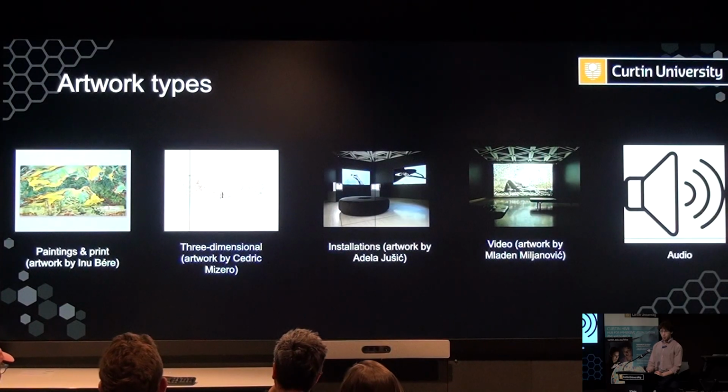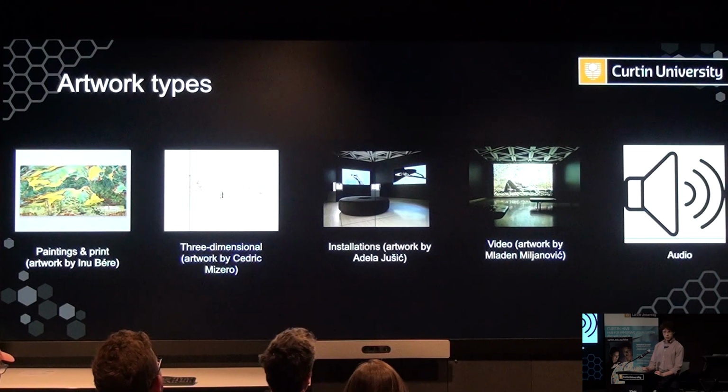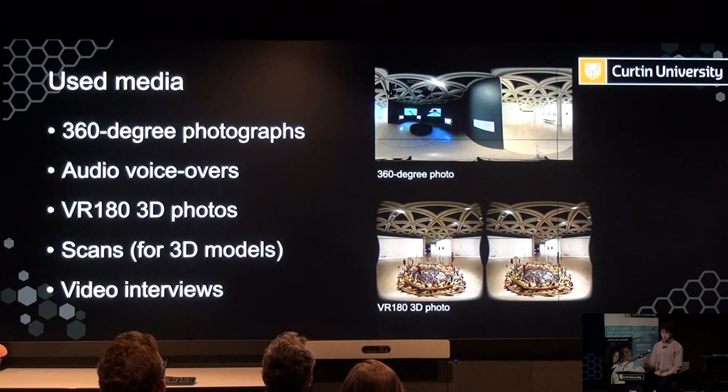There were 5 main artwork types represented: paintings and print, 3-dimensional works, installations, where the arrangement of all the pieces was particularly important, pure video, and audio. This is the list of all the media that was used.